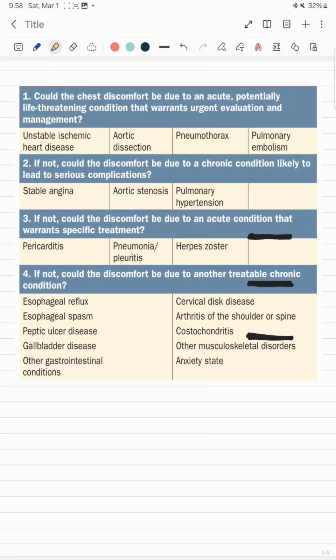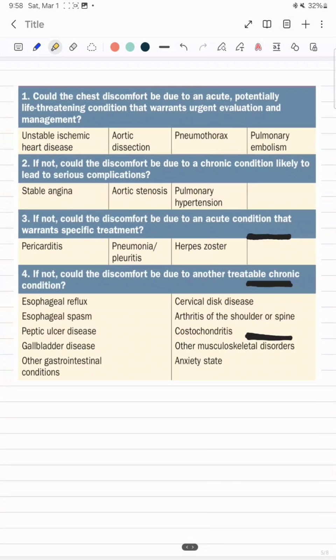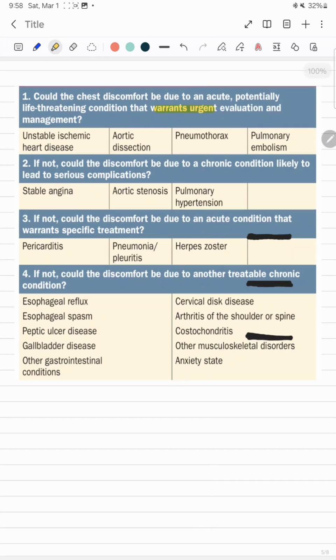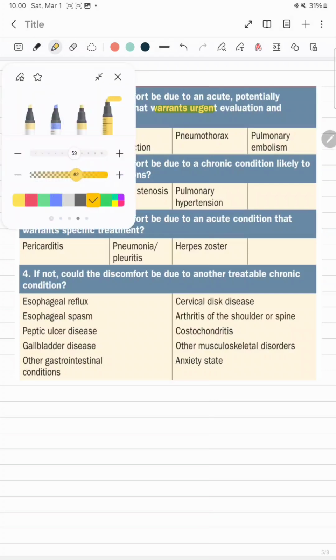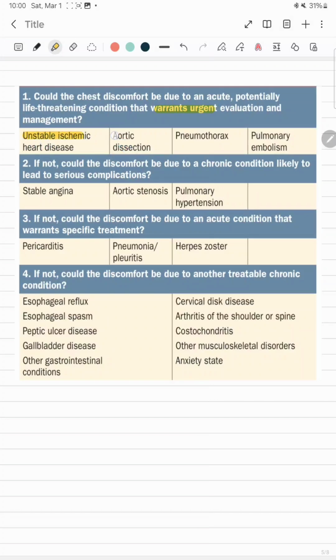For approaching this type of pain, we should follow this algorithm. For any life-threatening pain, we should evaluate like this. Any chest discomfort due to an acute, potentially life-threatening condition that warrants urgent, immediate evaluation includes unstable ischemic heart disease, aortic dissection, pneumothorax, and pulmonary embolism. These are the important life-threatening causes that should be addressed immediately.